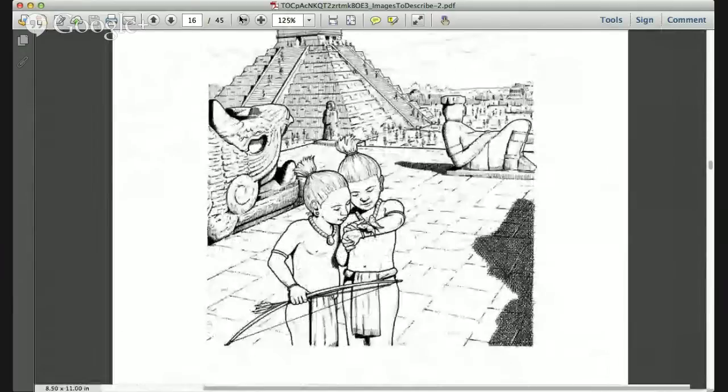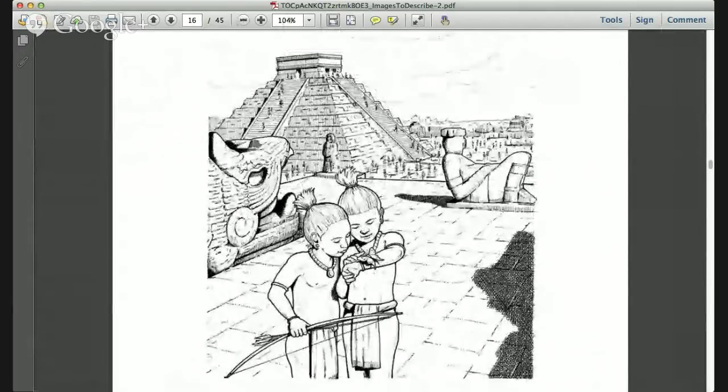Ooh, the Mayan temple. So this one's kind of cool. And Sunming, it's your turn. Okay. What do you see? I see two men. They're playing a butterfly. I look like a butterfly. Yeah, I think so. It's a butterfly.